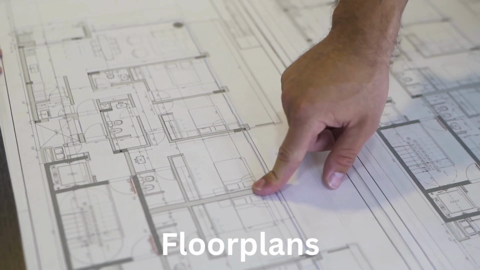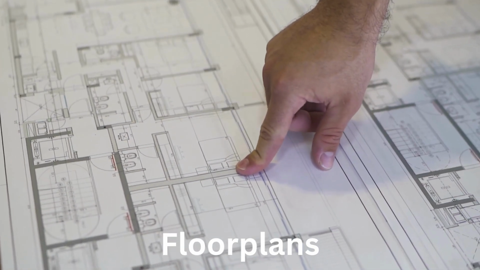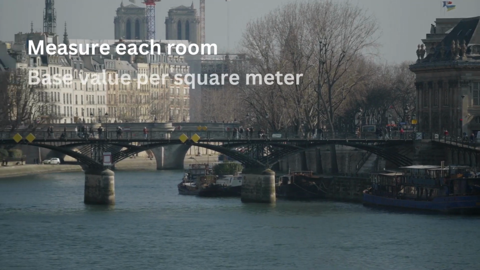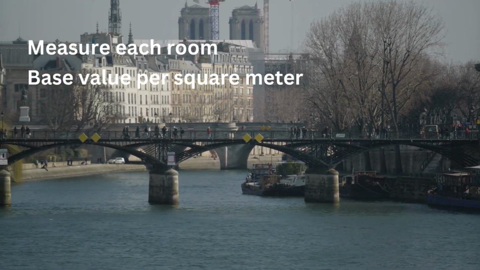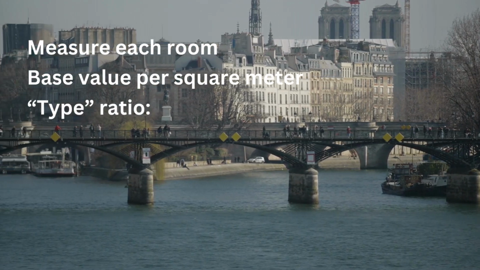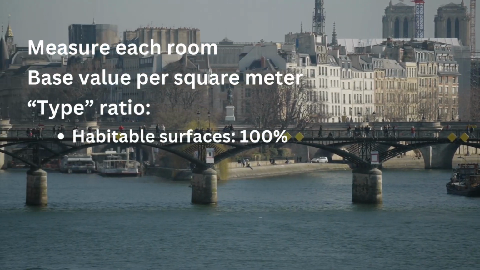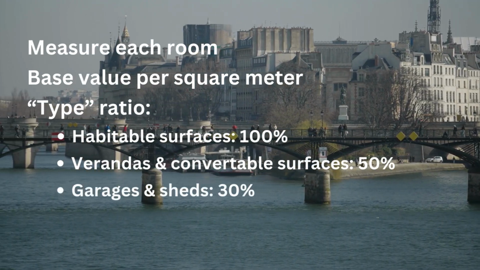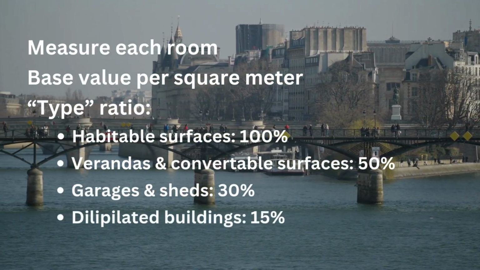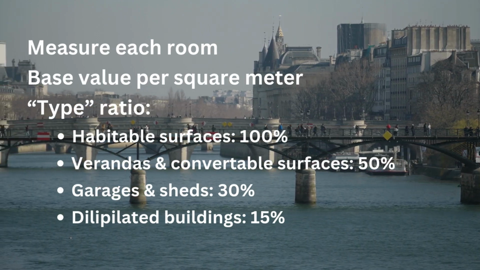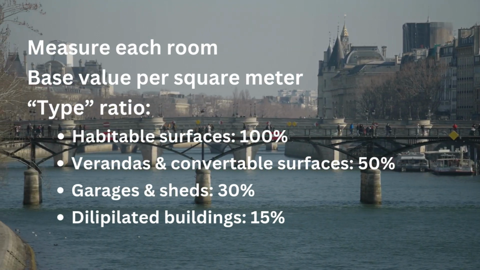Then you'll turn these into what I call valuable surfaces. To do that, compute a room-by-room value: multiply the surface of each room by the base value per square meter, and multiply by a type ratio for different rooms or buildings: 100% for habitable rooms, 50% for verandas and outbuildings that can be converted, 30% for garages and sheds, and 15% for dilapidated buildings. When you're done, add everything and you will get the total property valuable surface.